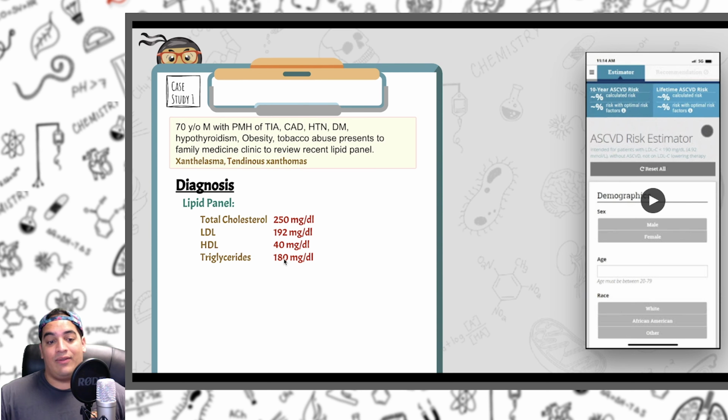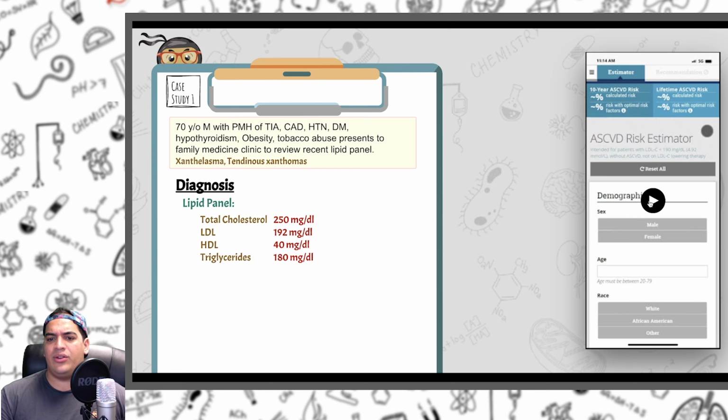So he's definitely got elevated triglycerides, but it's not crazy, crazy severe like it was when we said it would be greater than 200, potentially greater than 500. So he's definitely got pretty bad triglycerides, but even way, way higher LDL.